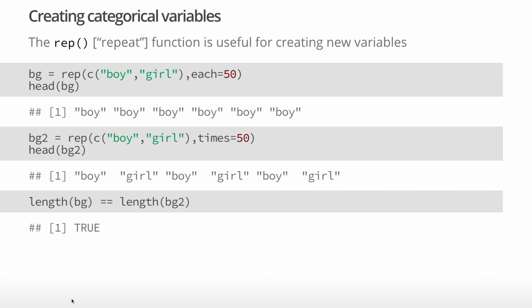Sometimes people have asked about certain specific functions that we put in here. Rep is a function to repeat something over and over again. So rep, boy, girl, each of them, you want to repeat 50 times. What that will give you is boy 50 times, girl 50 times. BG2 is rep boy girl. There's a different argument in rep called times equals 50. The difference is this will repeat boy 50 times, girl 50 times, while this will repeat boy girl, boy girl, boy girl 50 times over. They're still the same length. This is 100, this is 100, but the order in which they did the repetition is a little bit different.